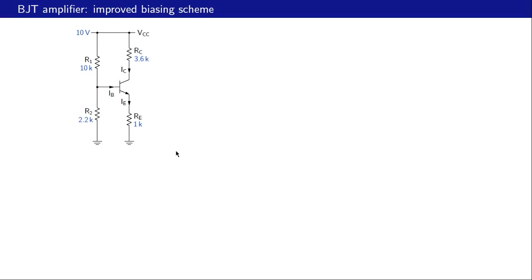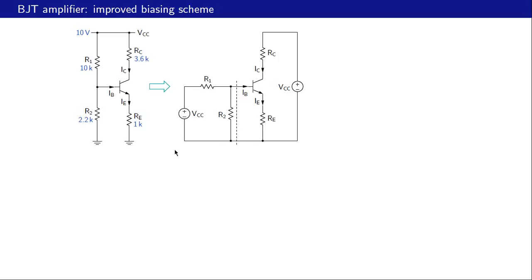Here is an improved circuit, and we will see that the dependence of IC or VCE on the transistor beta in this circuit is much weaker than the previous circuit. To analyze this circuit, let us redraw. So what we have done here is instead of showing VCC like that, we have drawn that explicitly, and let's check that the circuit is still the same as before.